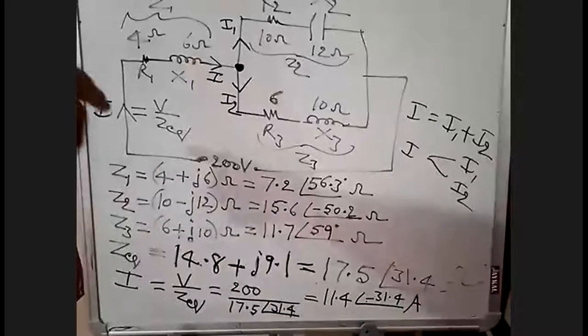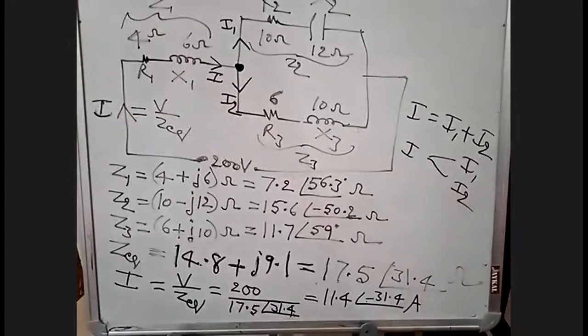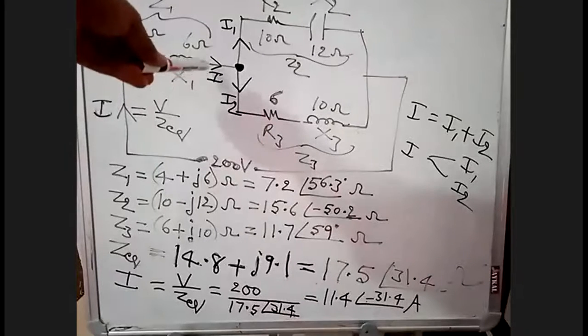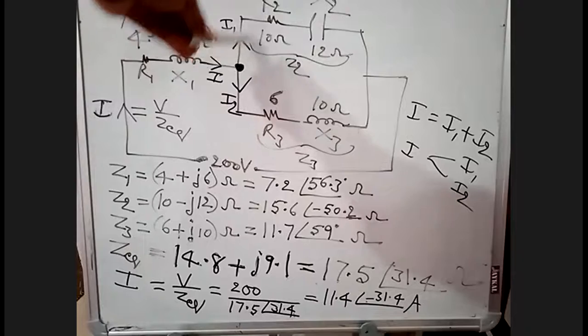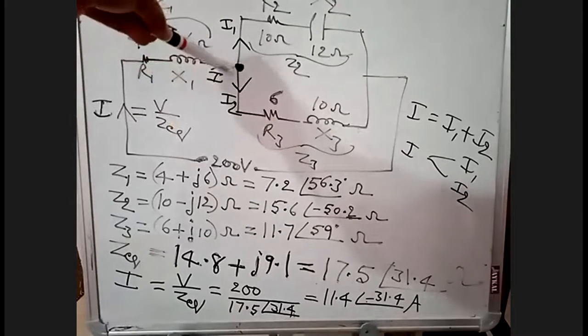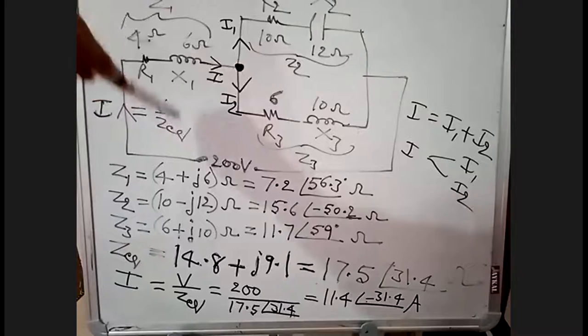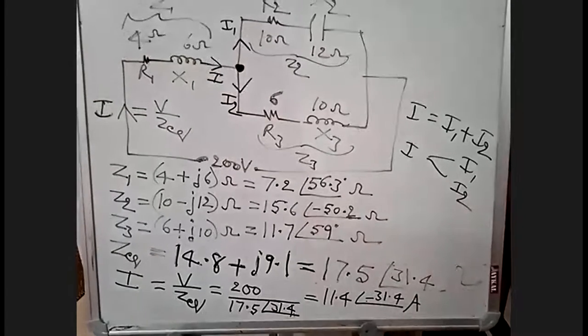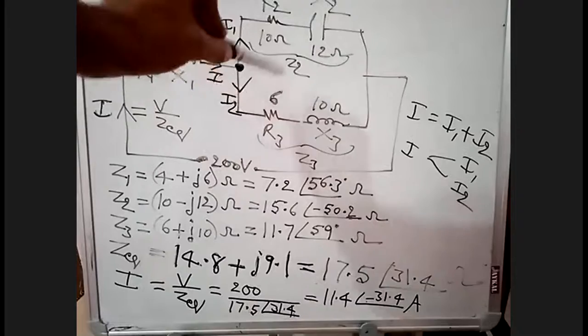Now tell me, what is the current flowing in Z1? I. Now this current I is dividing here into the parallel branches. This is the node; at the node, current will divide. I is dividing as I1 and I2.